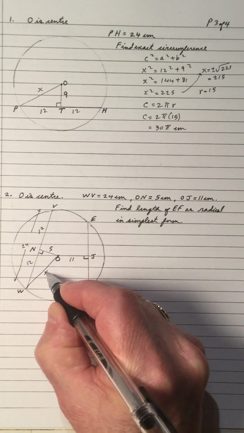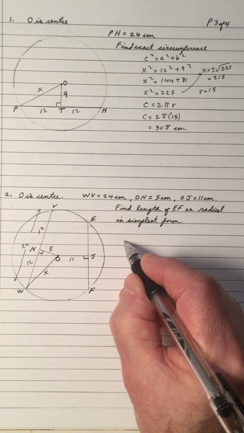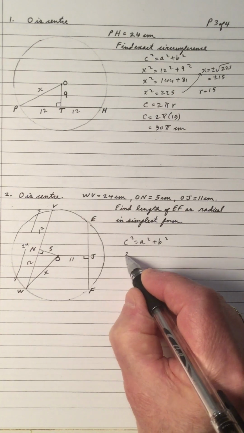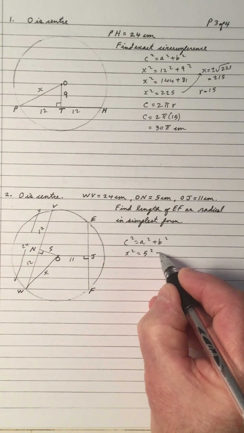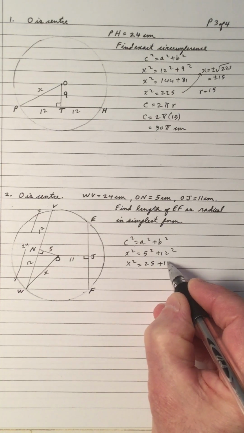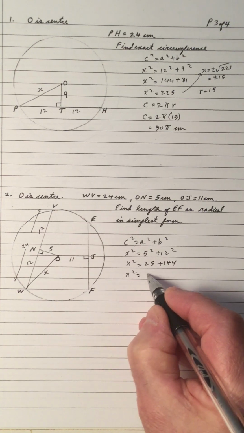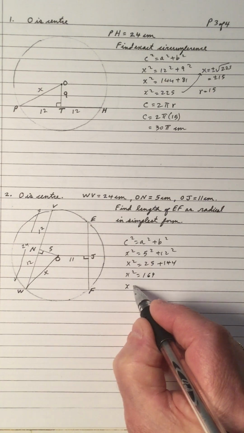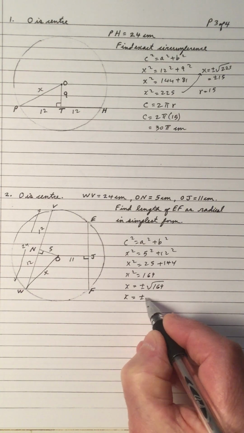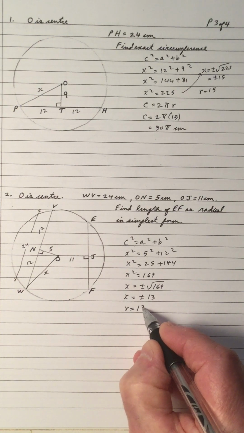So let's call this X. So we work on the Pythagorean property. So what we have is that C squared equals A squared plus B squared. Again, X squared is equal to 5 squared plus 12 squared. X squared is 25 plus 144. X squared is 169. X is plus or minus the square root of 169. X is plus or minus 13. And that means X is the radius, so the radius is 13.